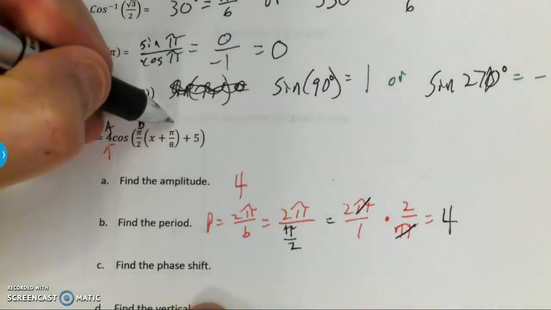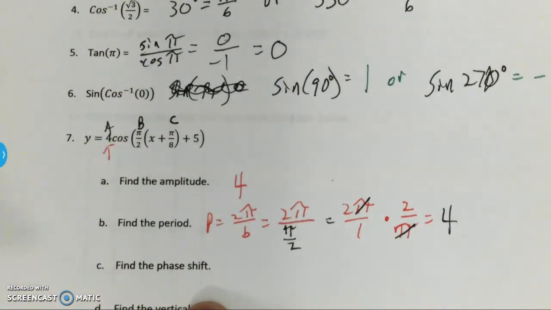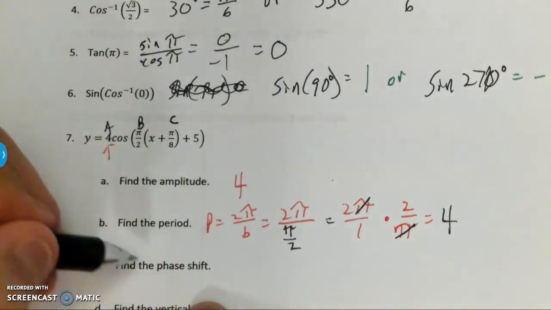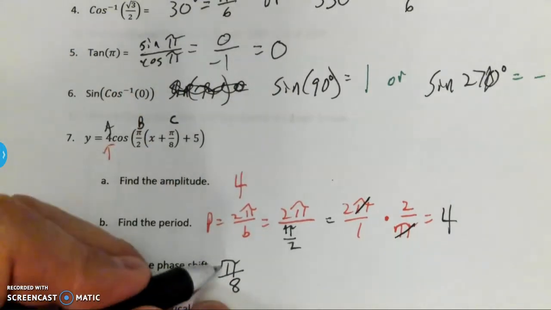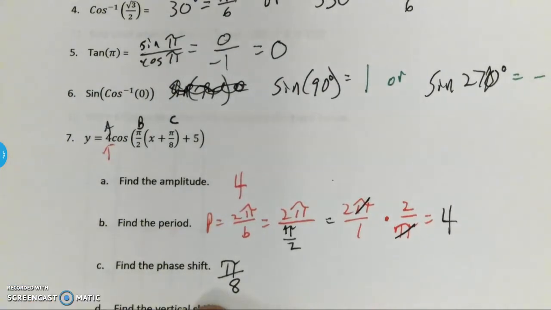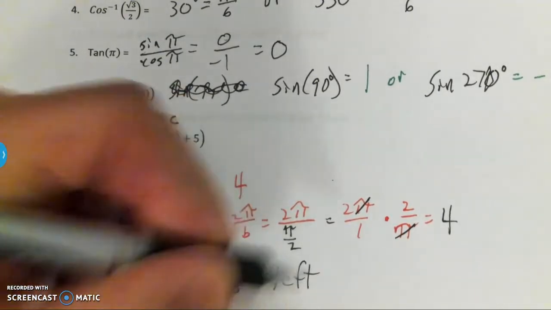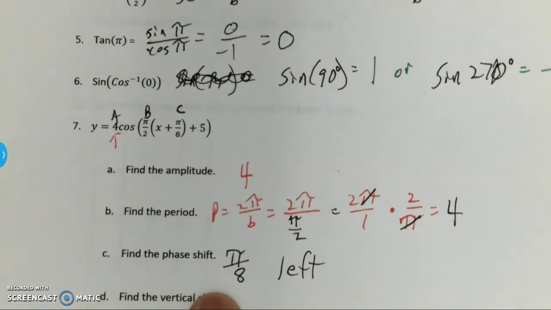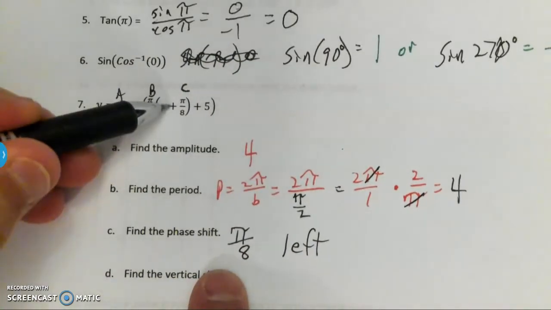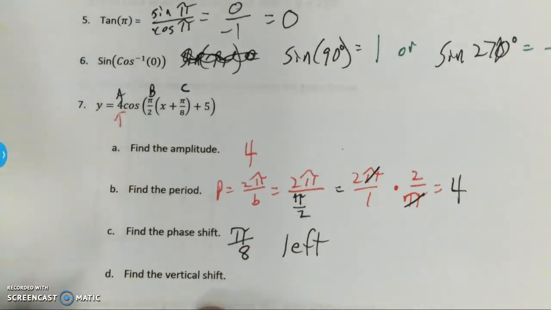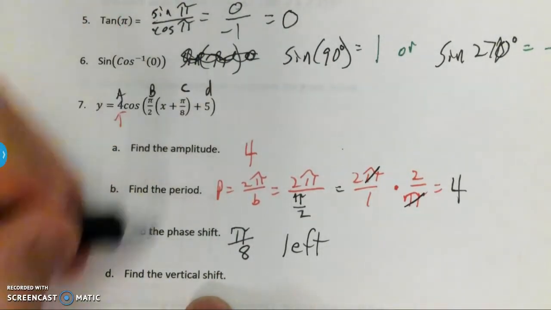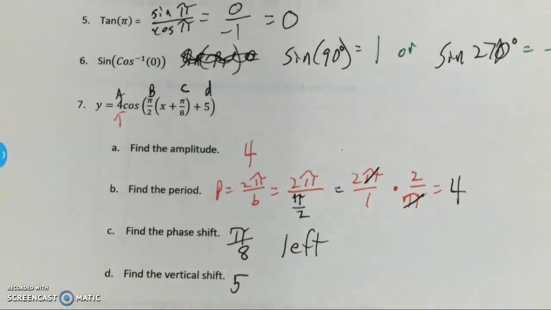Now the phase shift is the C right there. So that's plus pi over 8. And that's a plus, so that's actually going left. Remember, phase shift is the opposite guy. So normally you think a plus goes to the right, but he's the opposite guy, so it's pi over 8 to the left. And then the vertical shift is the D. It's the last one, and that's just going to be 5. Pretty easy, huh?